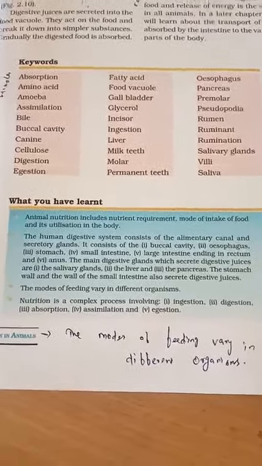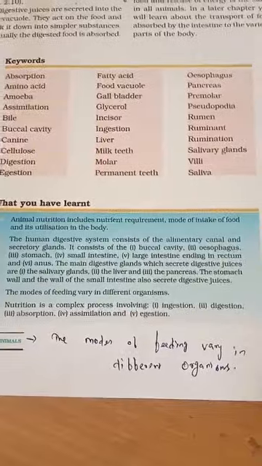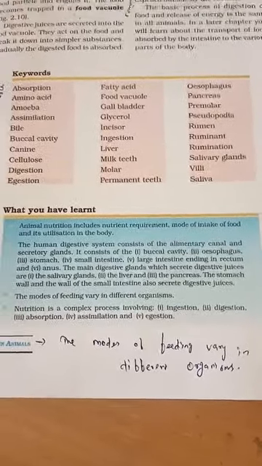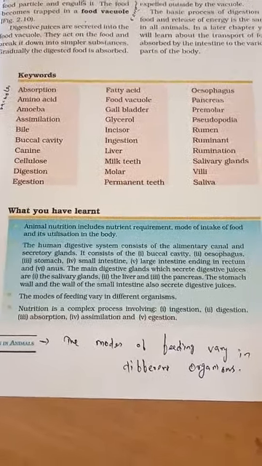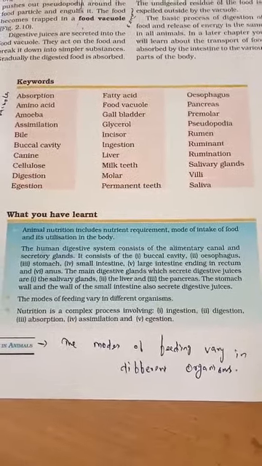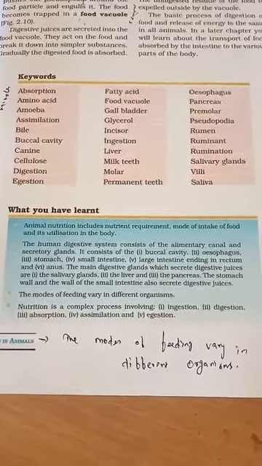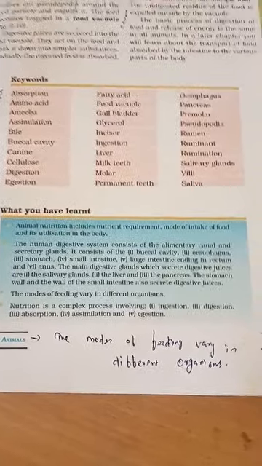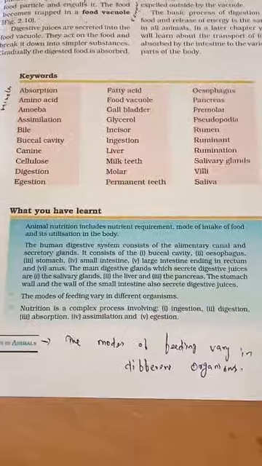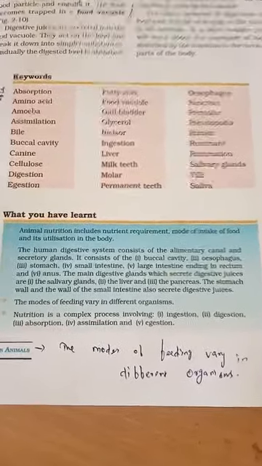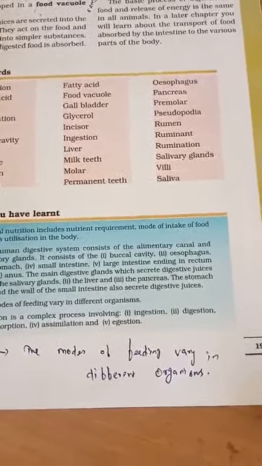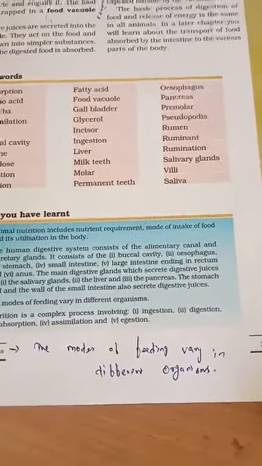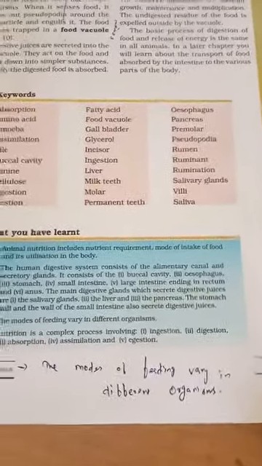The digestive system starts from where? The human digestive system starts from the buccal cavity, then the esophagus, stomach, small intestine, large intestine, and finally the rectum and anus. We get different kinds of food items, like liquid food items and solid food items. So digestion is a very important process. The digestive system starts from the buccal cavity and ends at the anus.